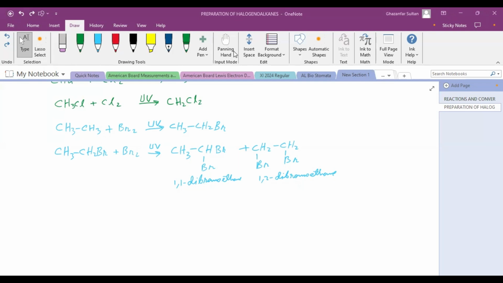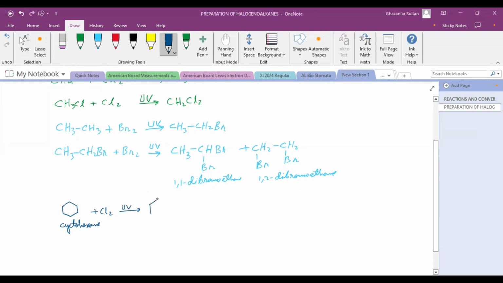And if you have a cycloalkane, this is cyclohexane. Cyclohexane can undergo the free radical substitution reaction in the same manner. So it produces chlorocyclohexane. If you continue this reaction, then it can produce different isomers. So this is chlorocyclohexane.